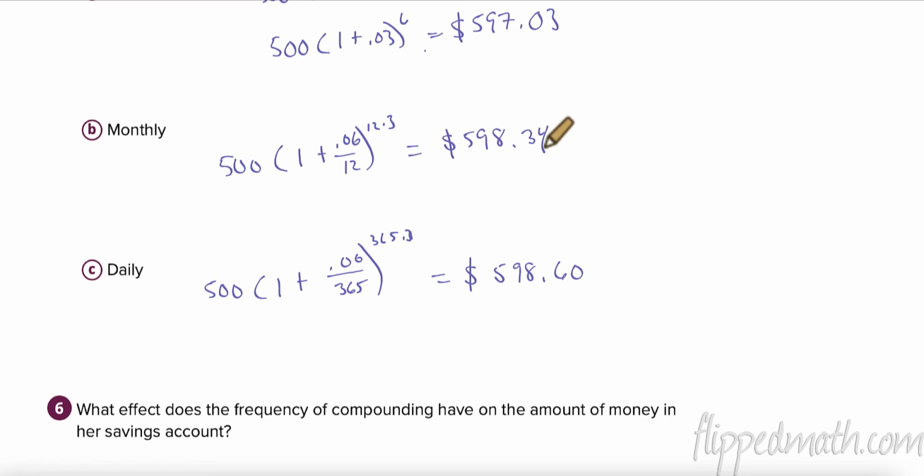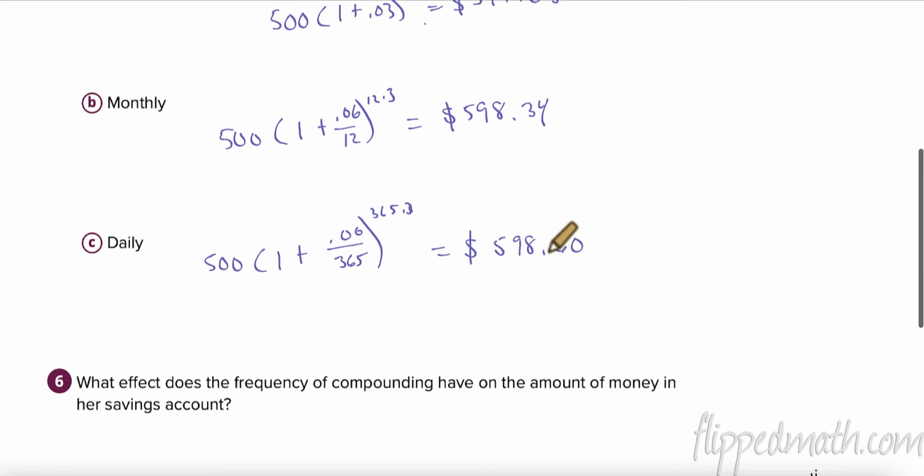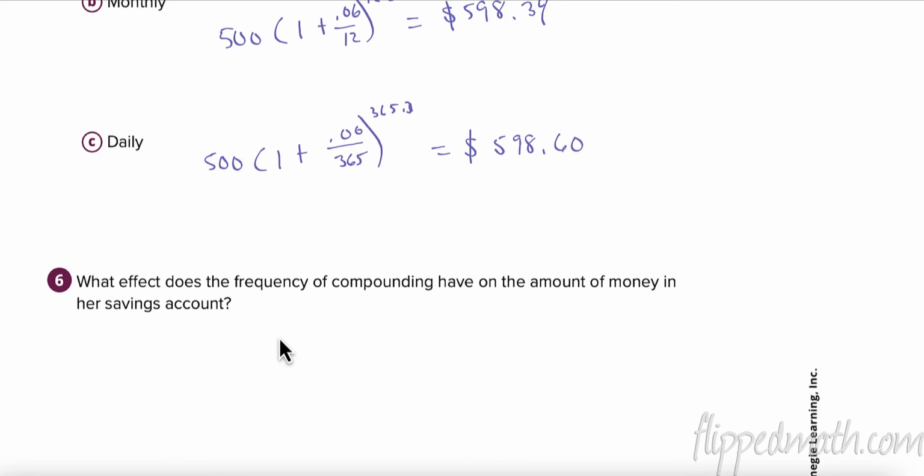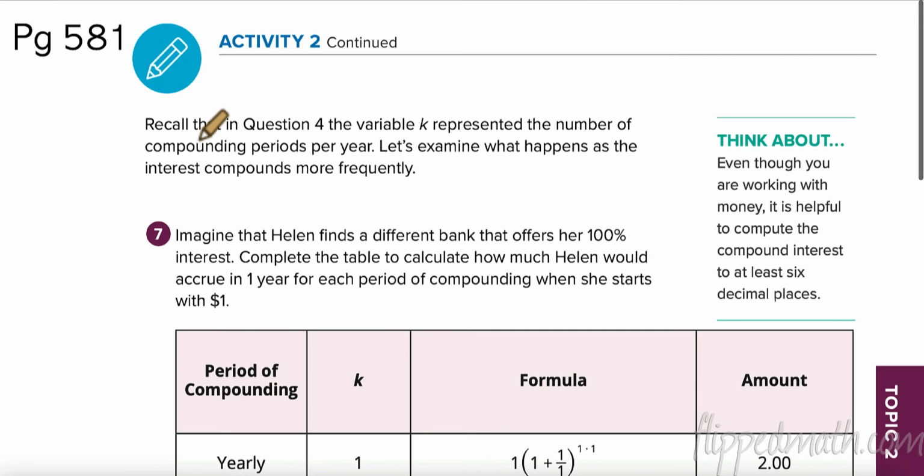Now, if you look at this, what happens when you compound it more often? Even though I'm dividing my interest rate, that exponent a lot more often actually means I make more money, and that's where they went down here. More money. All right, that's what we got down here. So let's take a look at that a different way.